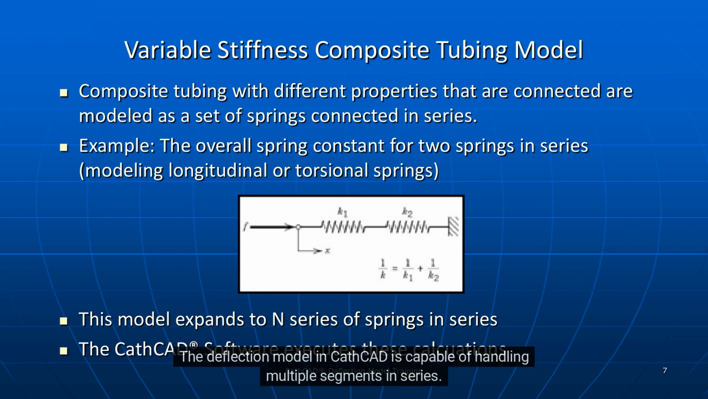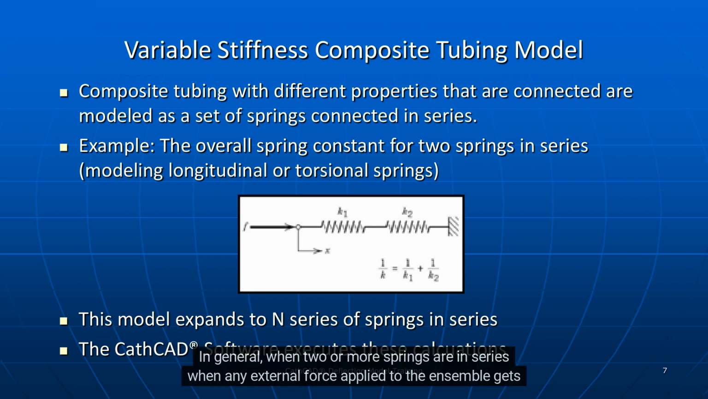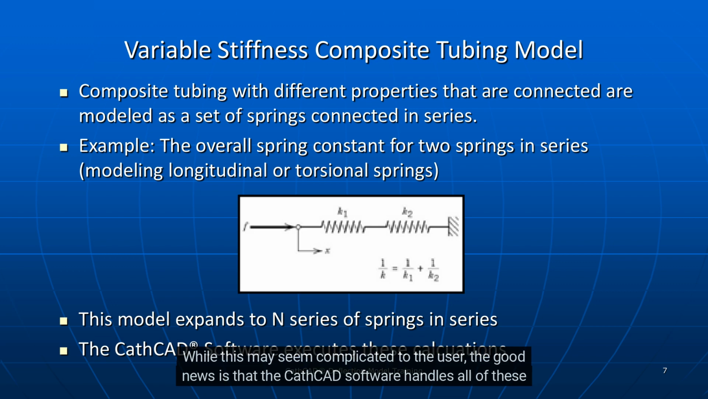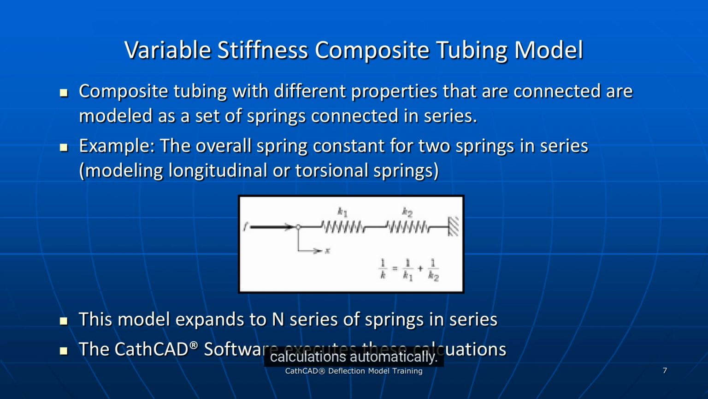The deflection model in CathCAD is capable of handling multiple segments in series. The connected segments are modeled as a set of springs connected in series. In general, when 2 or more springs are in series, any external force applied to the ensemble gets applied to each spring without change of magnitude, and the amount of strain, or deformation, of the ensemble is the sum of the strains of the individual springs. While this may seem complicated to the user, the good news is that the CathCAD software handles all of these calculations automatically.